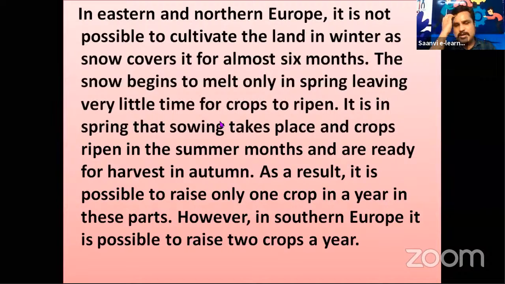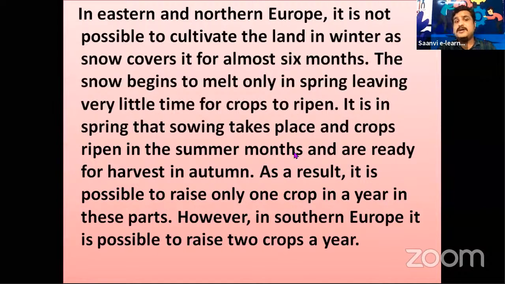The same way, the crops they cultivate, especially wheat, they cultivate in such land, and that ripens in the month of summer. It means in the spring season they start sowing the seed, and the same way it ripens in summer and is ready to harvest in autumn. We have already discussed this climate previously, what is winter, summer, autumn climate, and as a result, it is possible to raise only one crop in a year.